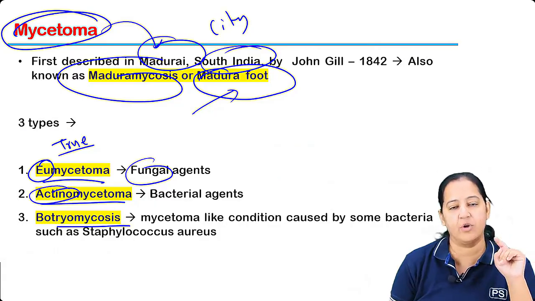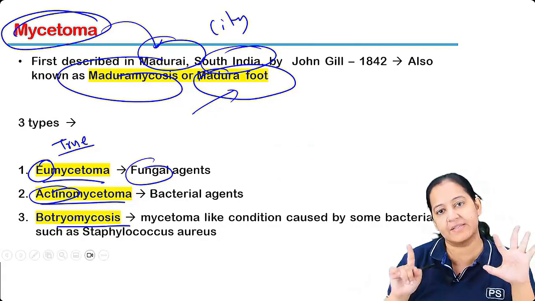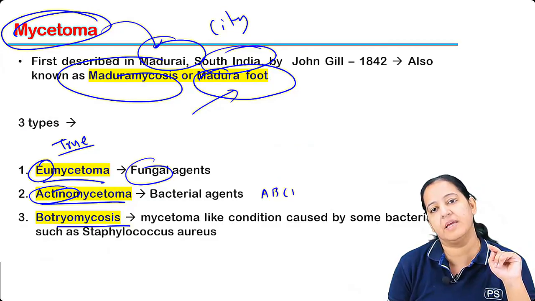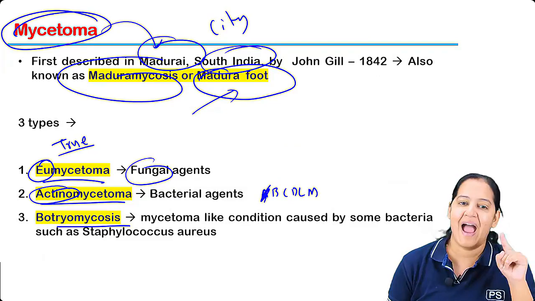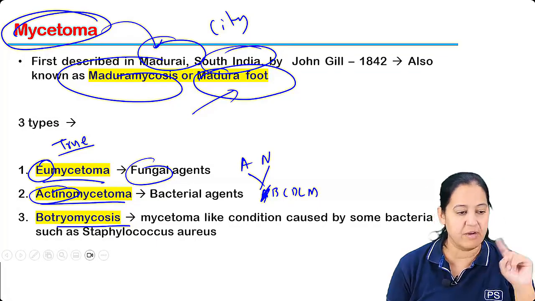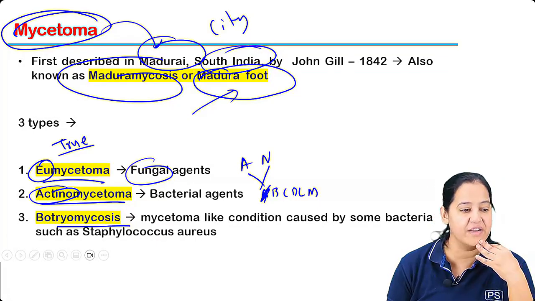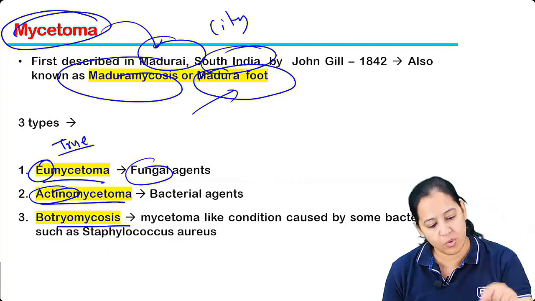Actino. Have I taught you yesterday? Gram positive bacilli. There were 6 gram positive bacilli: A, B, C, D, L, M. Do you remember? Bacteria. What is A? Actinomycete. In this we have seen 2 bacteria, Actinomyces and Nocardia. Both of them come under this category. Those who were attending my yesterday's session. So basically, it's a bacteria. So bacteria also causes this disease.